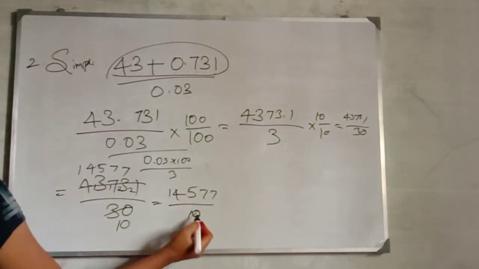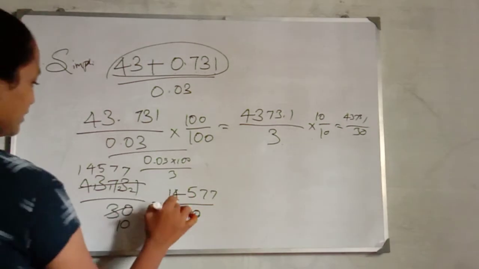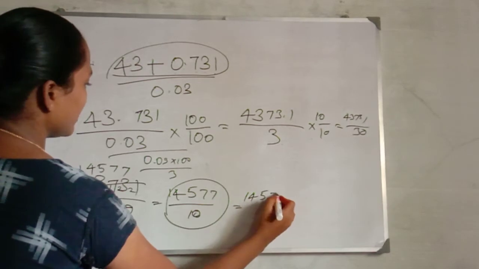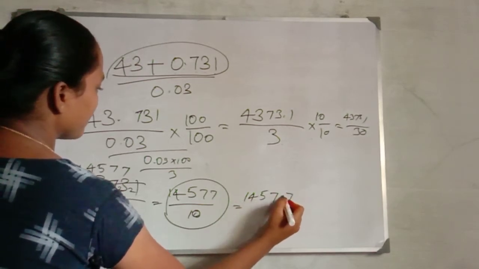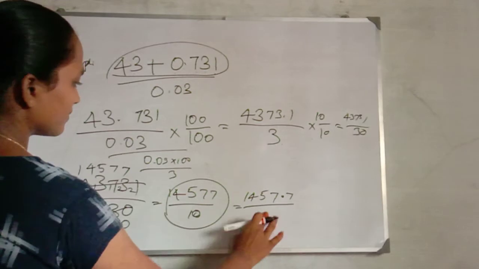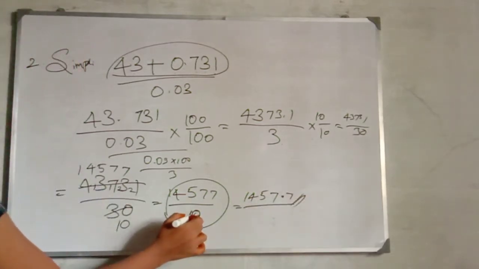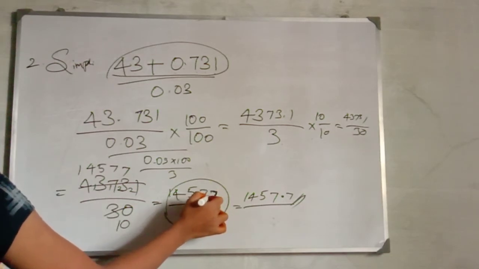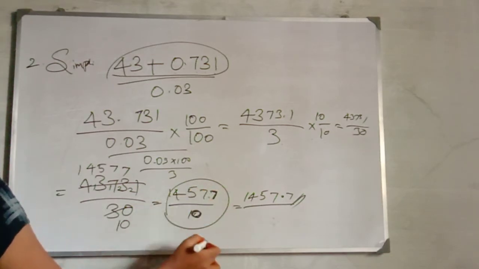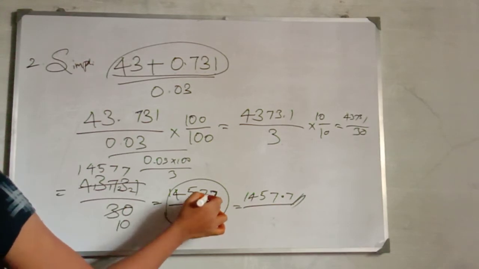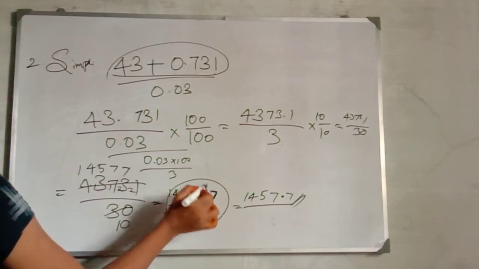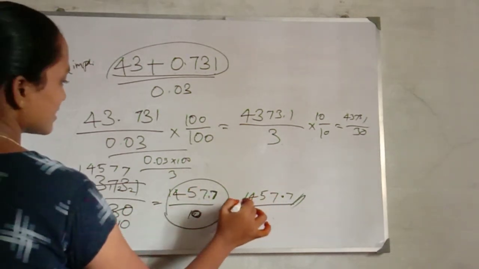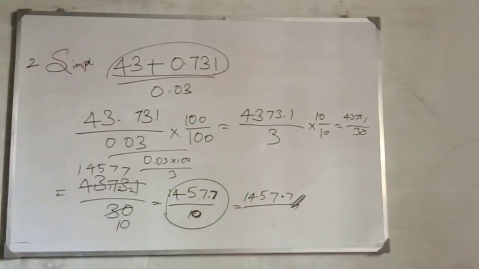Here the denominator is 10. So now we write this number as 1457.7. That is the answer. Because now we have 10, we put the point before one digit. If we have 100, we put the point before 2 digits. Now we have 10, so here the point. So the answer is 1457.7.